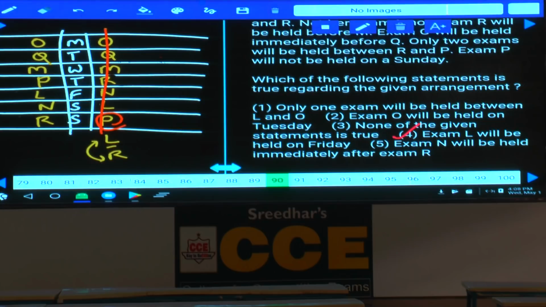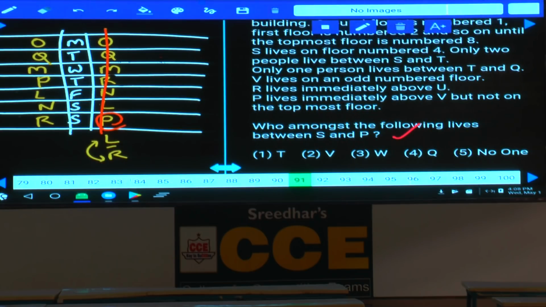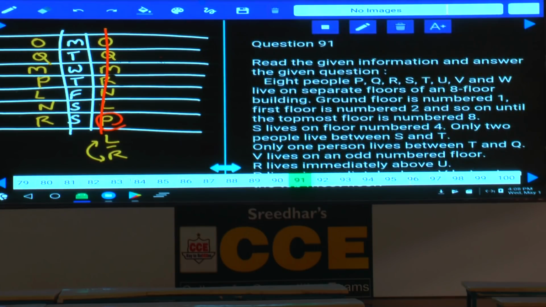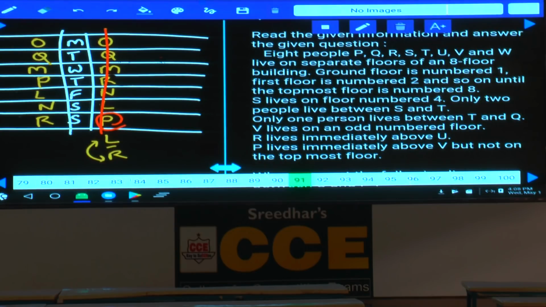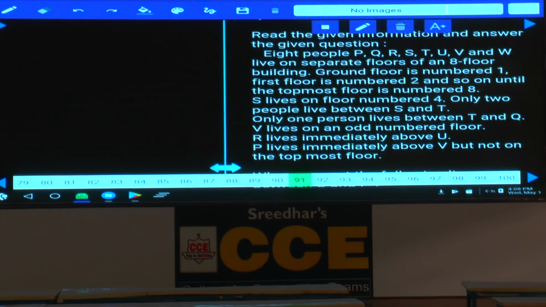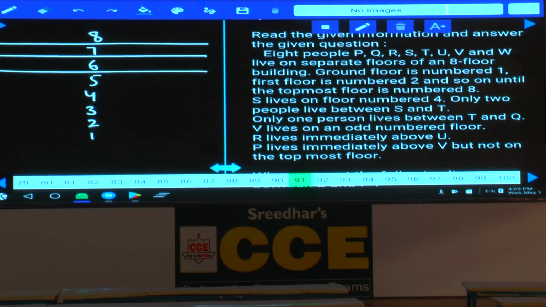Then question numbers 91 to 95. Now in this 91 to 95, how many persons are there? 8 people. P, Q, R, S, T, U, V and W live on separate floors of an 8-floor building. Ground floor is number 1, first floor is number 2, and so on until the topmost floor is number 8. Now this is how the floors were numbered: 8, 7, 6, 5, 4, 3, 2 and 1. 8 floors, 8 persons living on 8 different floors.